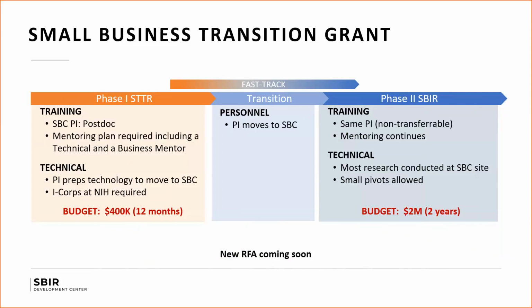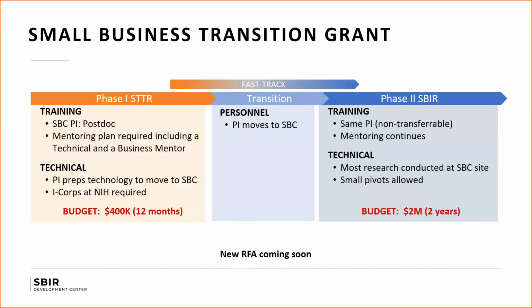During phase 1, the PI can be at the university or the small business. It doesn't matter which place. But the technology needs to be preparing to move to the small business. So most of the work could happen at the university in this phase, and then that'll switch to at least half the work needing to happen at the small business in phase 2.